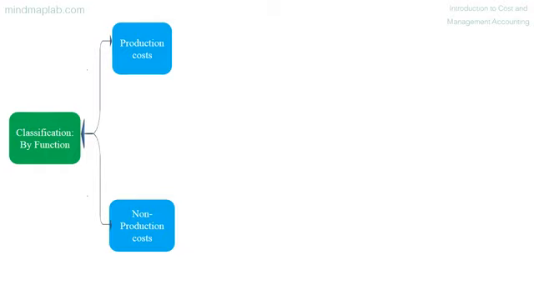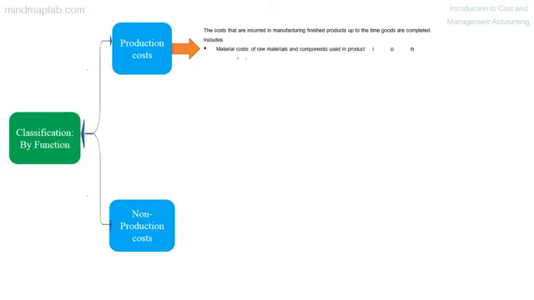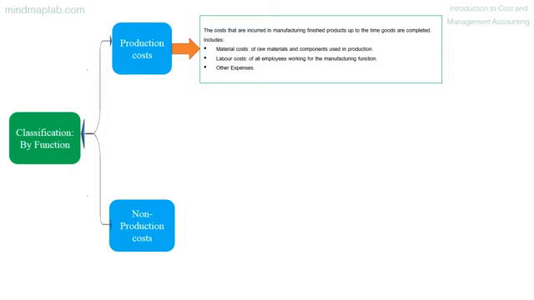Classification by function. Production costs. The costs that are incurred in manufacturing finished products up to the time goods are completed. Includes material costs of raw materials and components used in production, labor costs of all employees working for the manufacturing function, and other expenses.